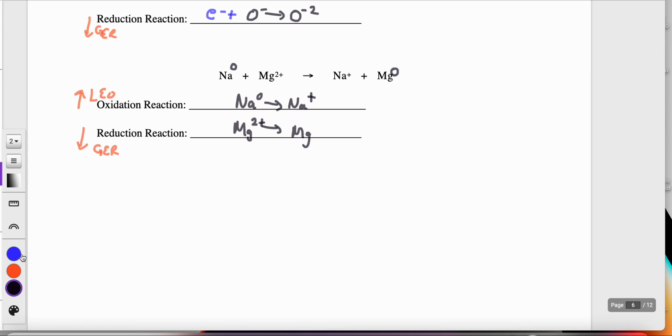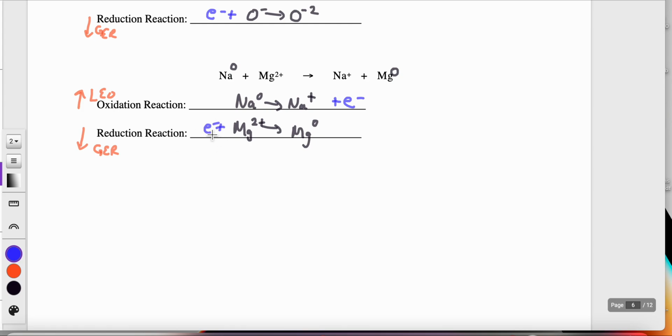Okay, so now let's take a look at each half reaction's total charge. In the oxidation, Na charge is 0 on the left, +1 on the right. We've got to bring that +1 down so it matches the 0. So we add an electron. So -1 from the electron plus the +1 from the cation, our total charge is 0, which now matches the left-hand side. In the reduction, the reactant side is a +2 and our product side is a 0. So the magnesium +2 is the higher charge. We need to bring it down to 0. We do that by adding electrons.